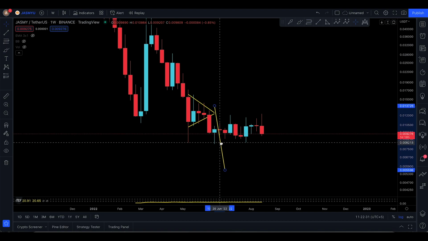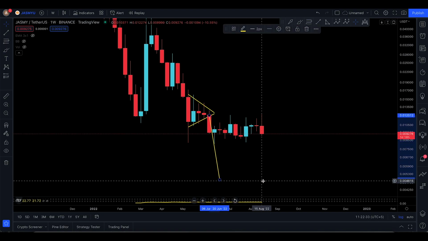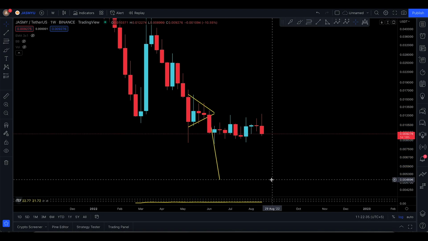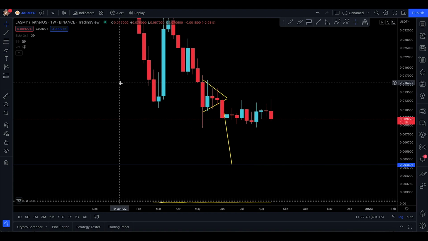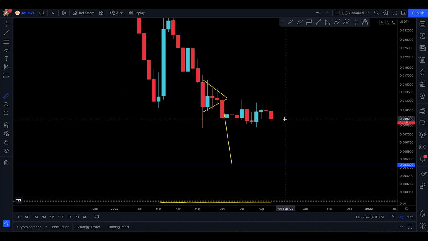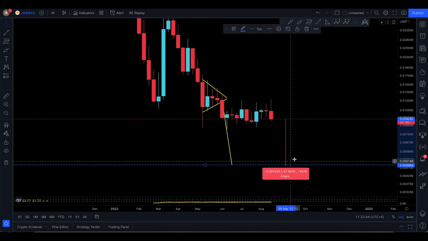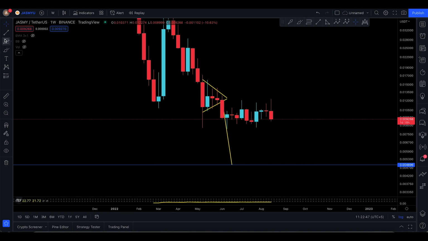So even if you talk about the flag, let's look at the technical target. From there to there, we're talking about a technical target to really come down to this price level, which is going to be 0.004896 on that level. So that is crazy huge, a 47% drop to the downside.